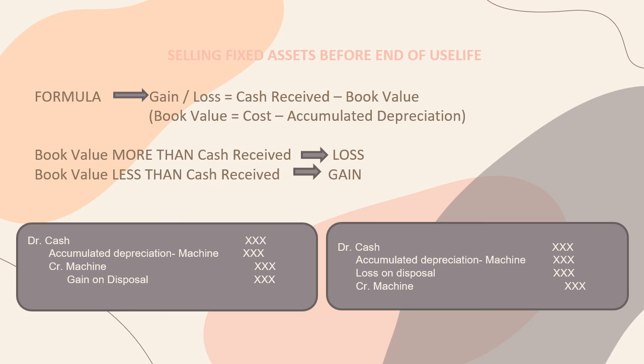When we want to prepare the journal entry, the first one we have to remove the fixed asset. That means credit fixed asset. Number two, we remove the accumulated depreciation. So we have debit accumulated depreciation. Number three, receive cash. We have to debit cash. Number four, we have to calculate gain or loss as the missing figure. So we look at the missing figure either in the credit side or debit side. If the missing figure is in the credit side, that is gain on disposal. And if the missing figure is in the debit side, that is loss on disposal.